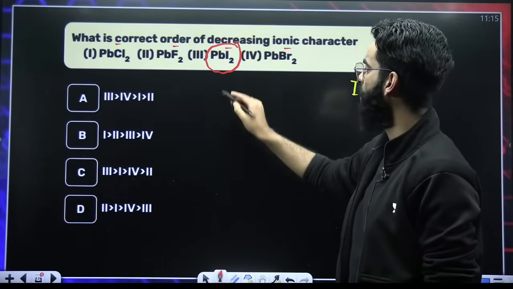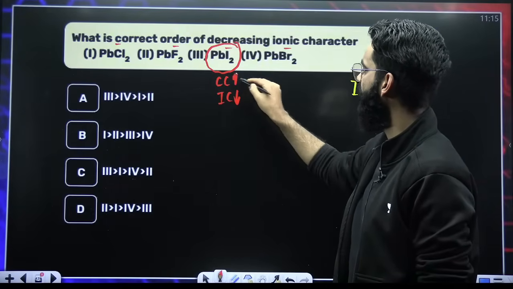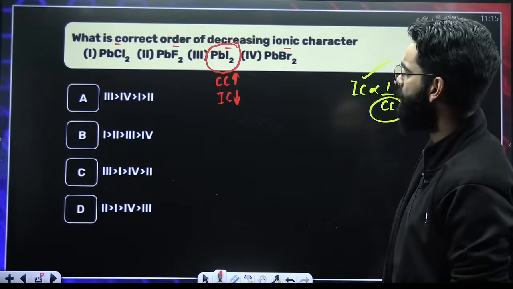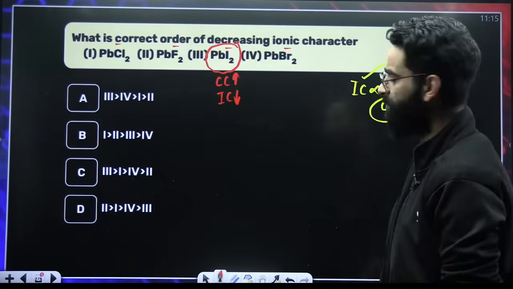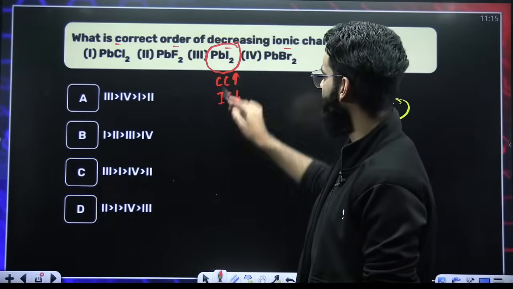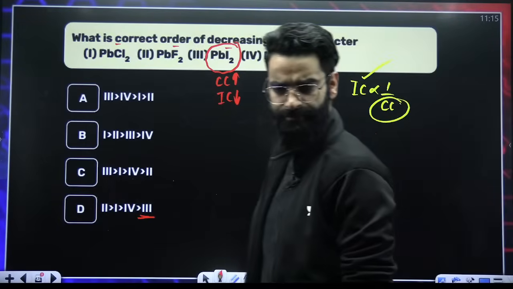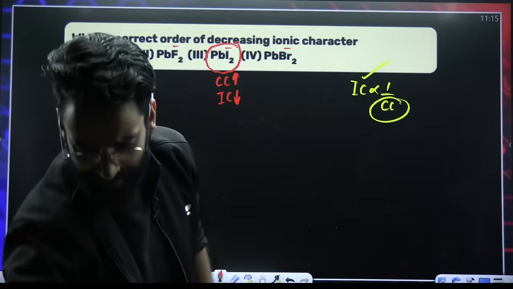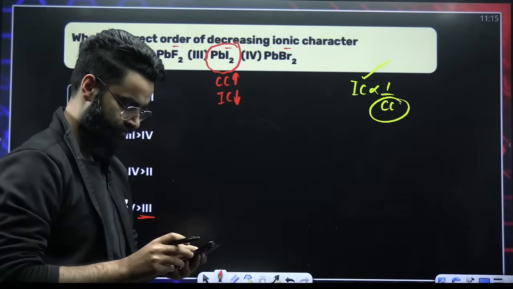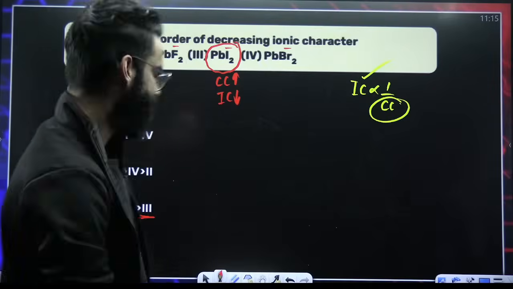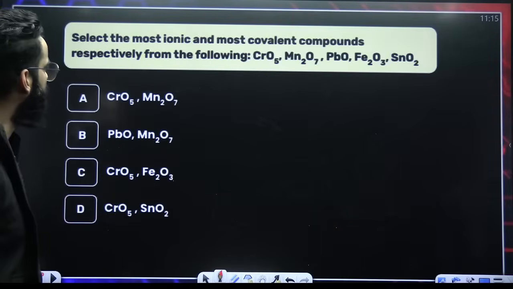This one has got maximum covalent character, right? That means it will have minimum ionic character. So PbI2, the third one, is the one which has got minimum ionic character. It is option D which is saying that third one has got minimum ionic character. Am I clear? Yes? Absolutely, guys. Moving on to one more.